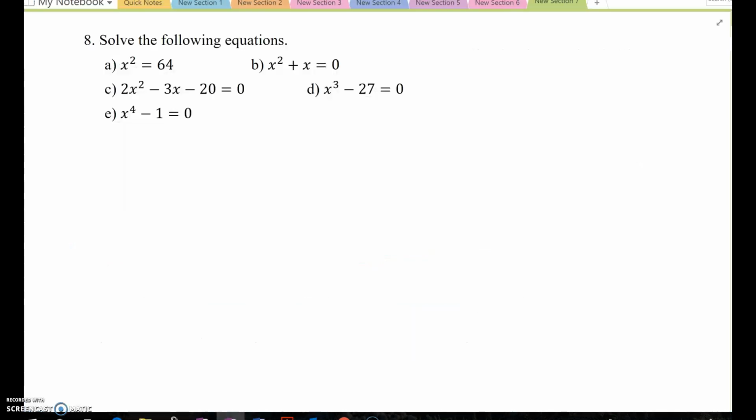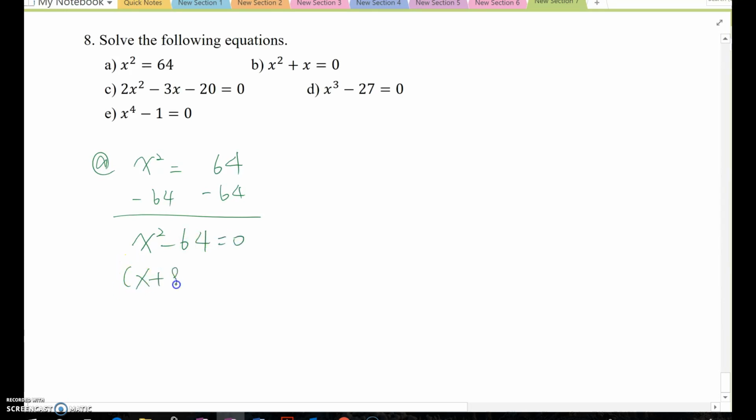Okay? Look at the next number here, solving the following equations. So case A shows x squared equal to 64. You have two different methods. You can move 64 to the other side, then it becomes x squared minus 64 equal to 0. And then factoring the conjugates, which is x plus 8 and x minus 8 equal to 0. Solve each factor, then you will get x equal to negative 8 or x equal to 8.